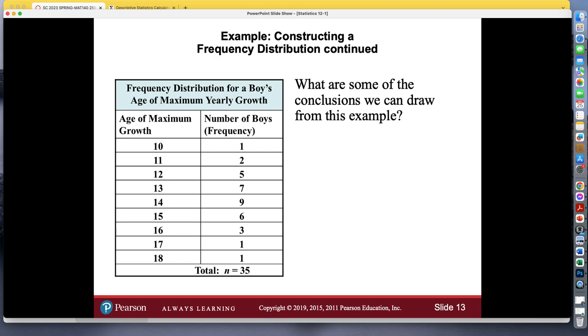What are some of the conclusions you can draw from this now that we've got it in this form? Obviously, as you just said before, the most were 14. What else do you see? Anything?